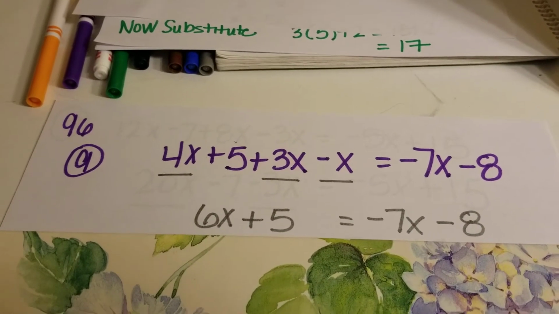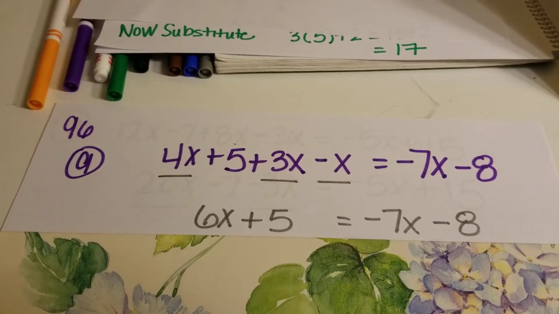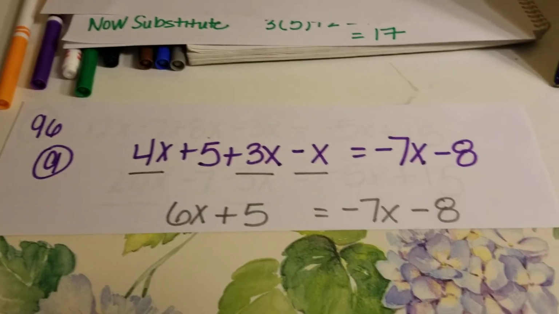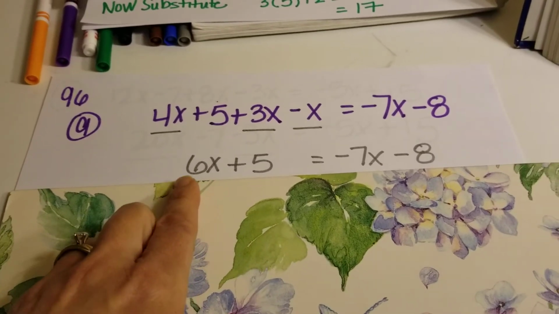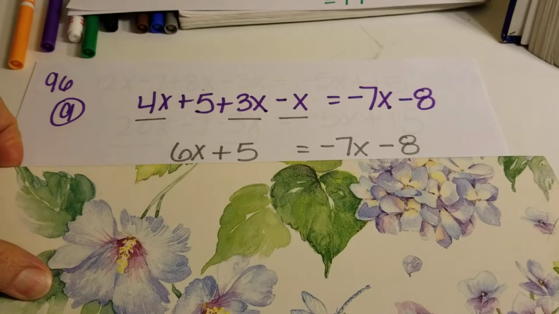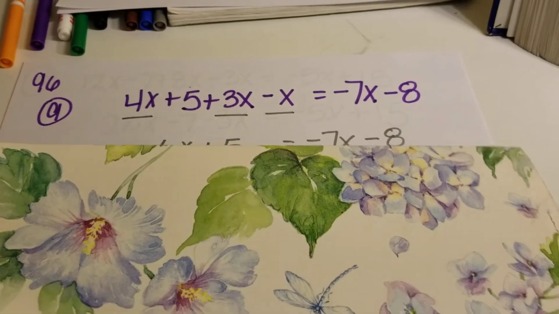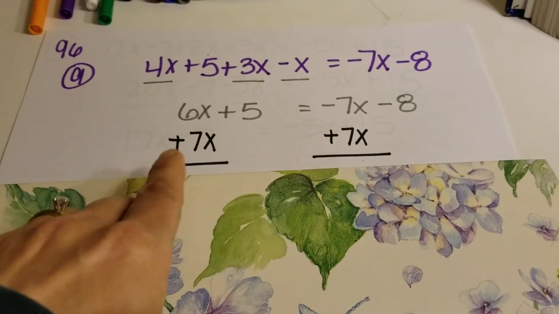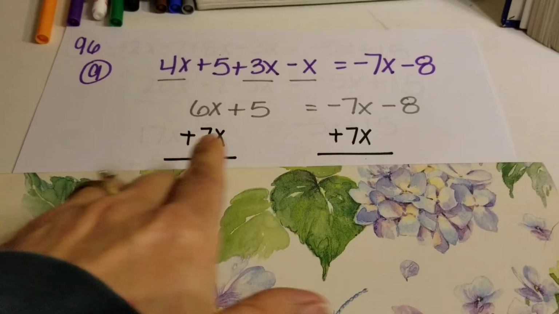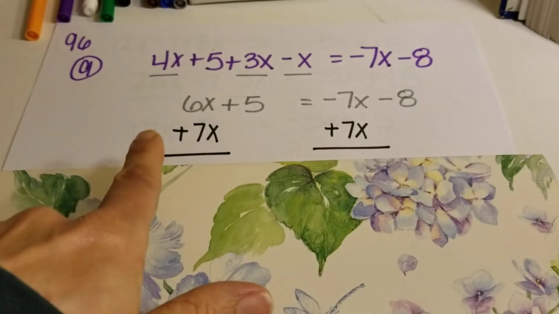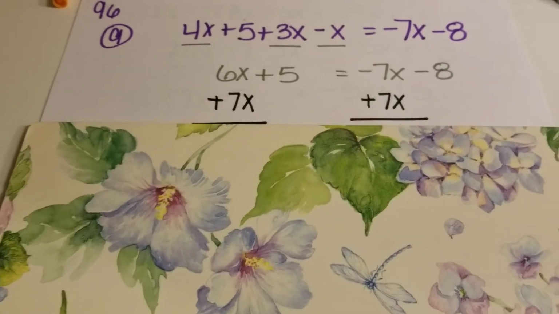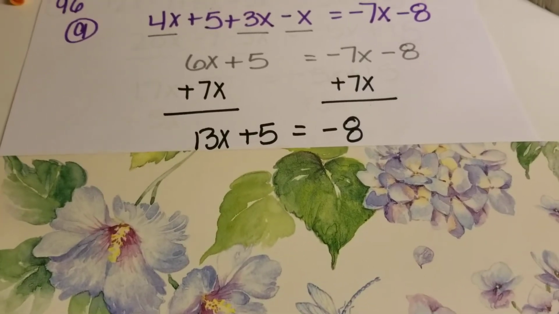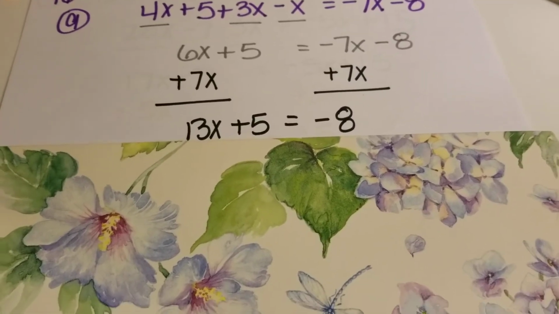Now think what you're going to do. All right, this is like the lesson we just learned in 95, right? So I'm going to have to move one of my variables to the other side of the equation. I really can't remember what I did. Oh, here we go. So I added a 7x to both sides. I couldn't remember which way I moved them, so I decided to move this negative 7x over here. Added a 7x to both sides. And so I ended up with 13x plus 5 is equal to negative 8.